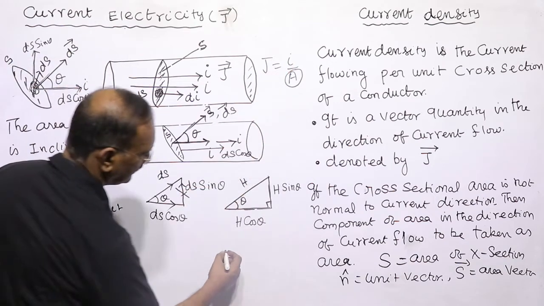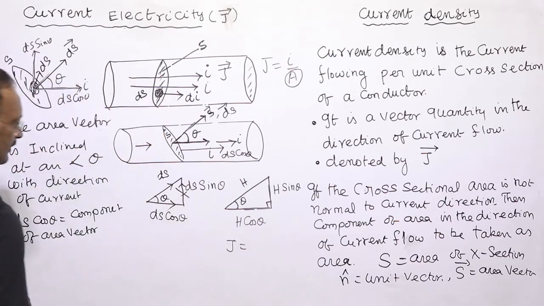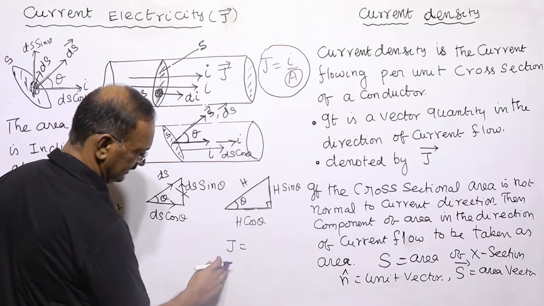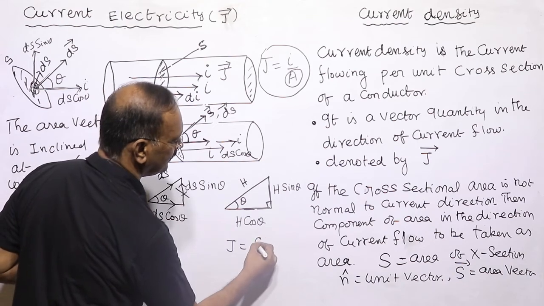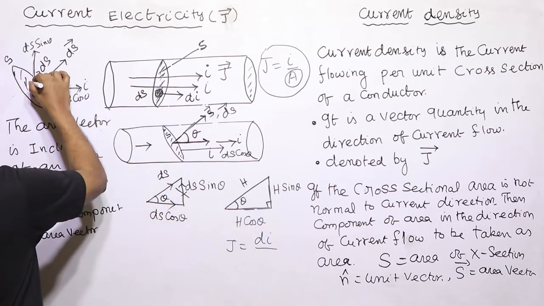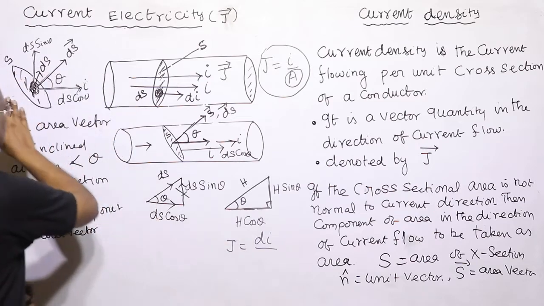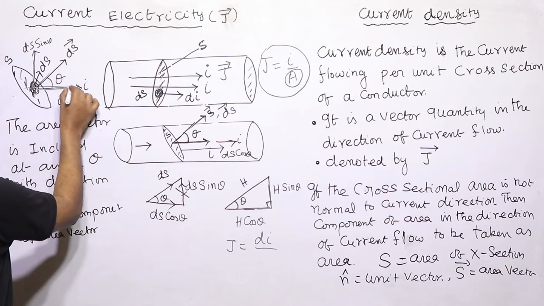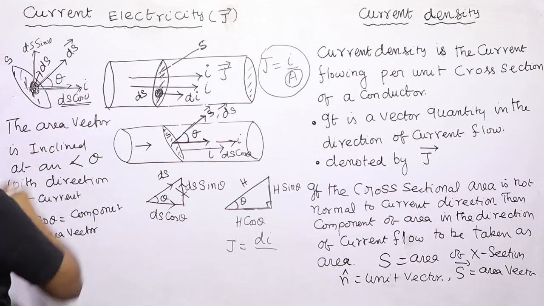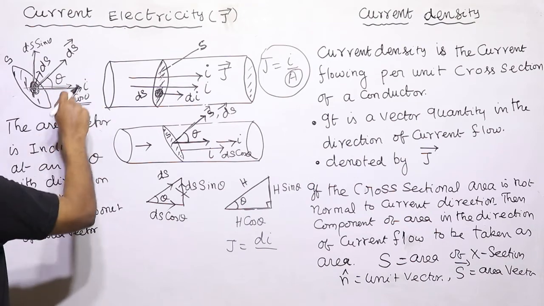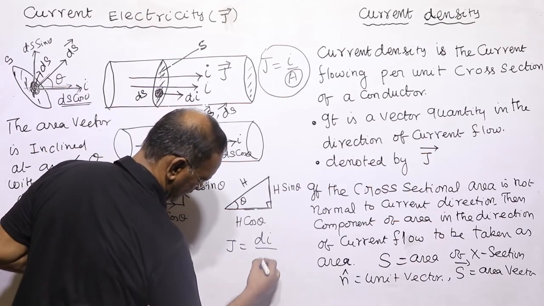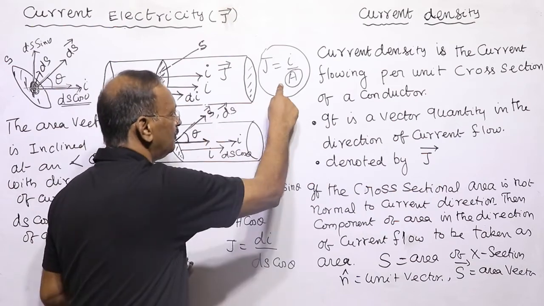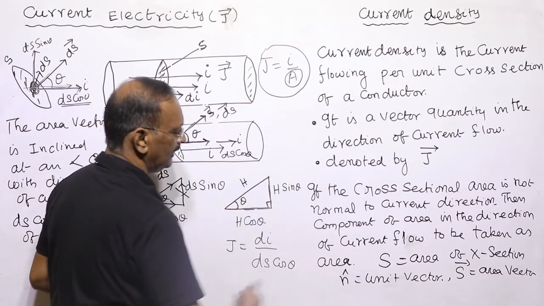So in this case, we will write J. We can use this formula also, but for a small area. This is for instantaneous current, the small amount of current flowing through this area, divided by the area vector component in the direction of current. See, this is the current flowing through this small area, and ds cos theta is the component along the direction of current. So we write ds cos theta. Here we cannot write A, because we have to write the component of area along the direction of current.